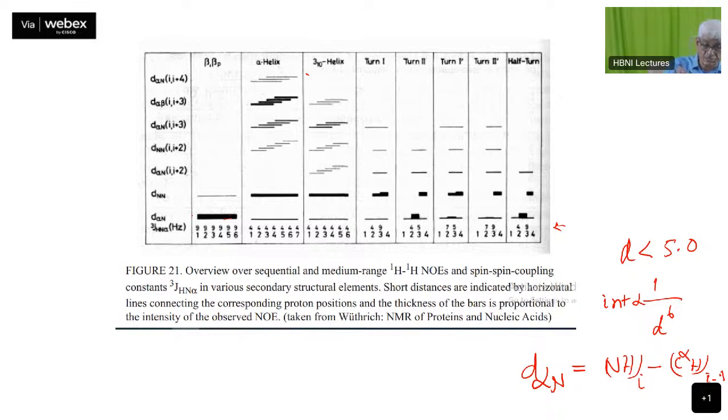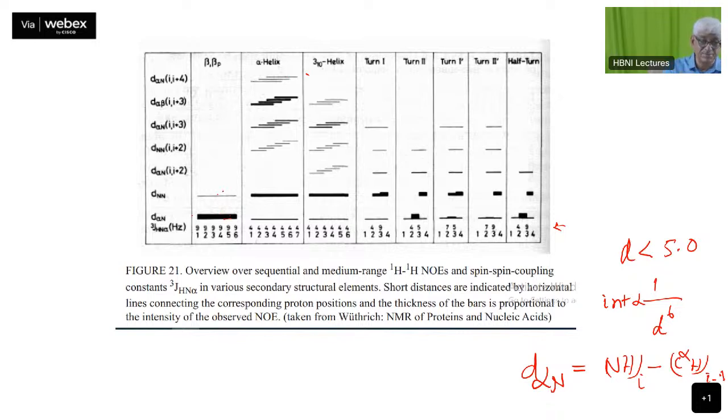Okay. Now, the NN distance is very large. Therefore, this intensity is very small. NN intensity is very small. What is NN? NN means NH I to NH I minus 1 or NH I plus 1, whatever you want to say. And that is very weak. In the case of beta structures, you will see this very strong, this rather weak.